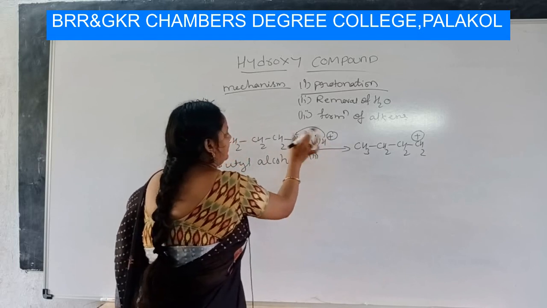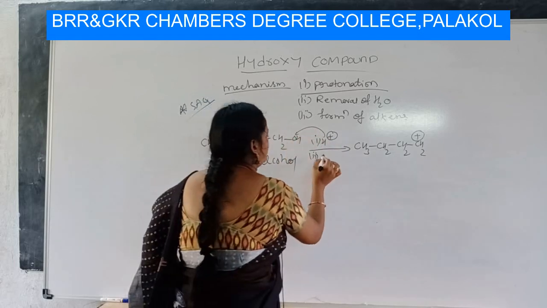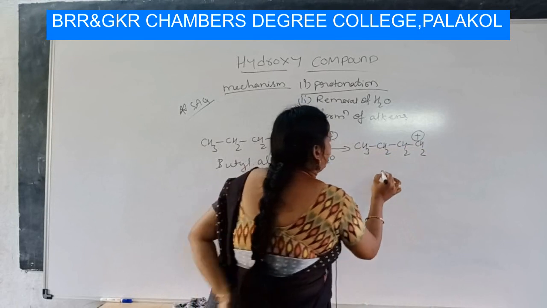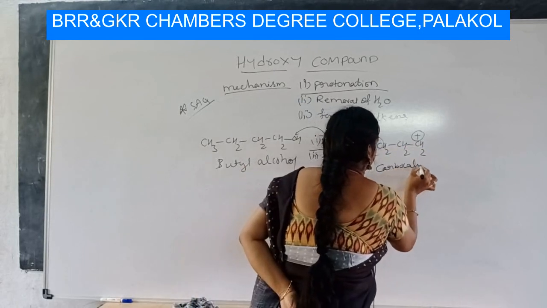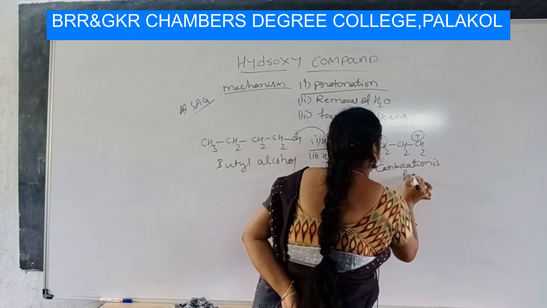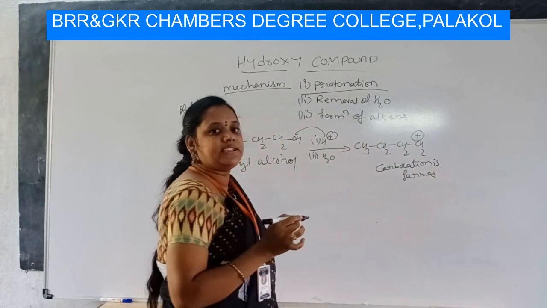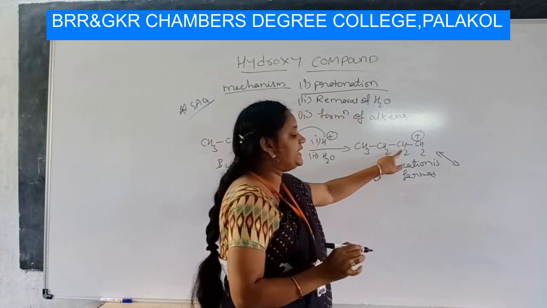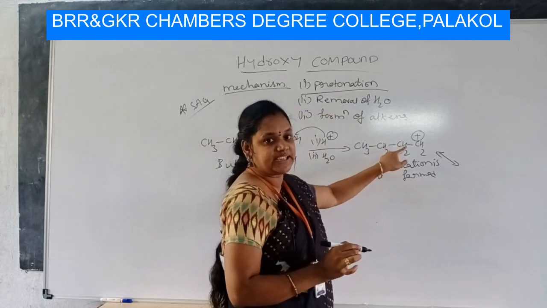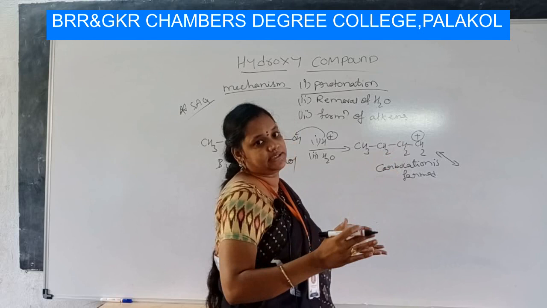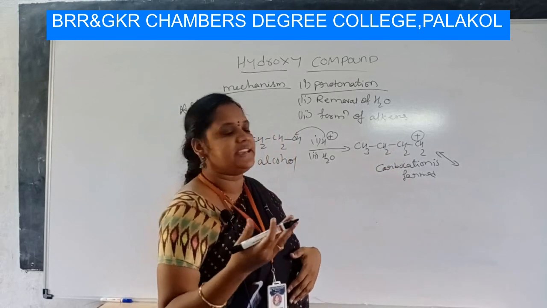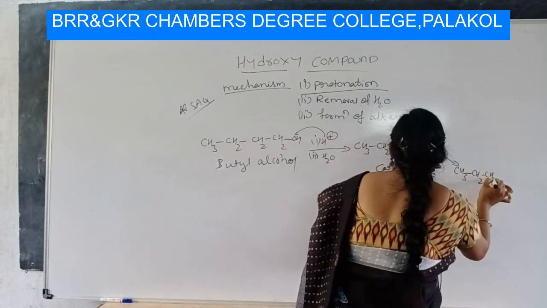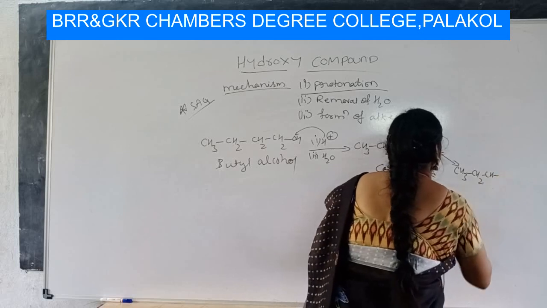Second step, after protonation, the water molecule is removed. H2O will come out, so the carbon will carry a positive charge. So a carbocation is formed. In this case, rearrangement may occur. Since it is a primary carbocation, it undergoes rearrangement to form a more stabilized carbocation. So CH3CH2CH2CH2+ becomes CH3CH2CH+CH3.